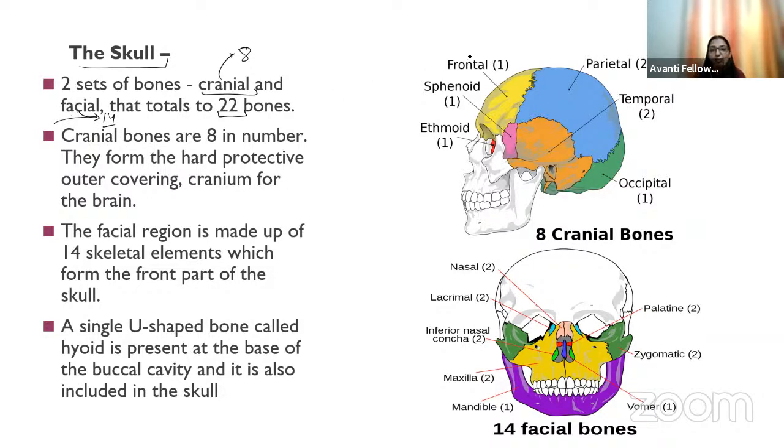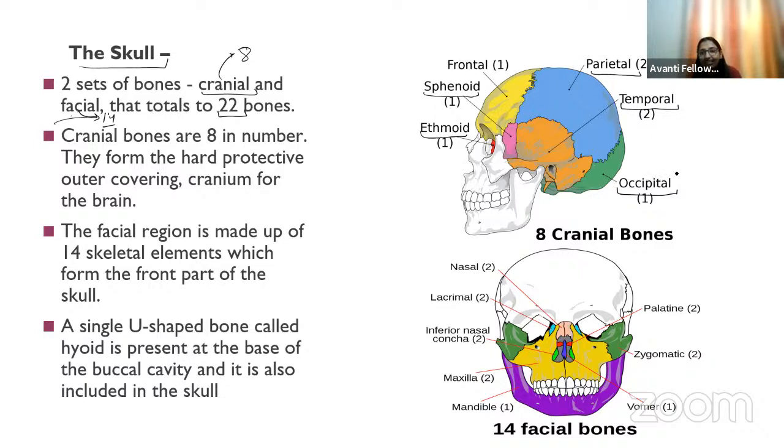Cranial bones consist of the frontal bone, which protects the front part of the head. Like here is the frontal bone. Next is the parietal bone, which protects the roof of the brain. Third is the occipital bone, which protects the hind portion of the brain. Fourth is the temporal bone, which protects the lateral portion of the brain. There are the sphenoid bone and the ethmoid bone. So these are the 8 bones which are present in the skull.